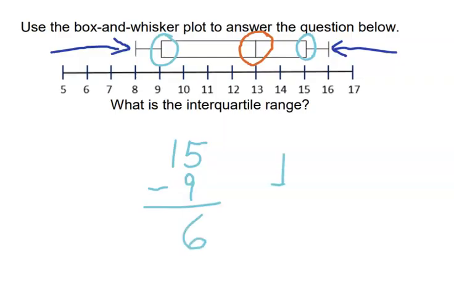So our interquartile range, which is abbreviated IQR, is 6. So 15 minus 9, that gives us the interquartile range. All right, that's all we have to do for this one.